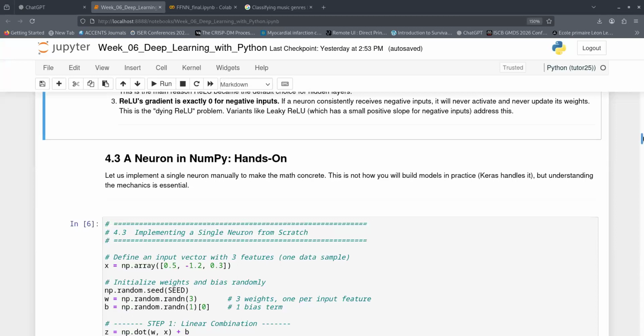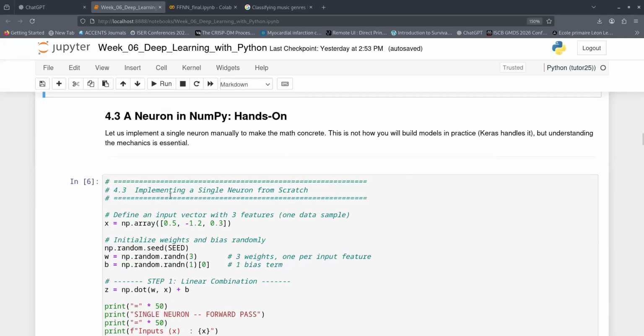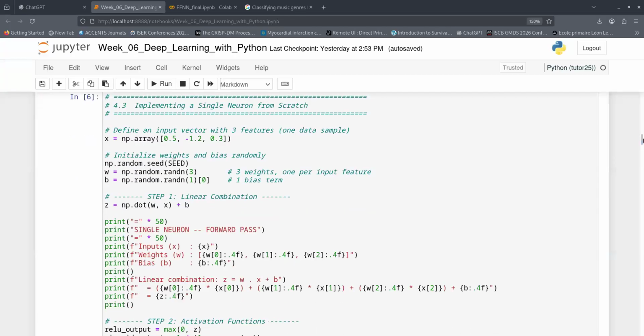So, a neuron in NumPy. Let us implement a single neuron manually to make the maths concrete. You need to understand the mechanism; the mechanism is very important. So let us go together and see how to implement a single neuron from scratch.